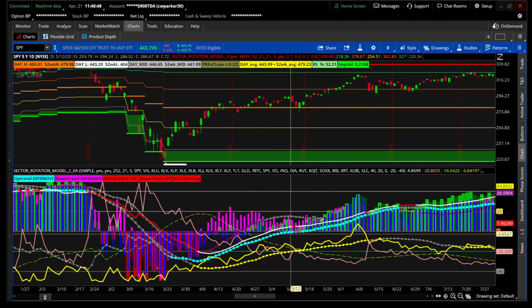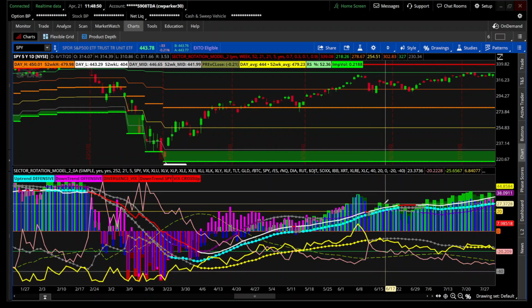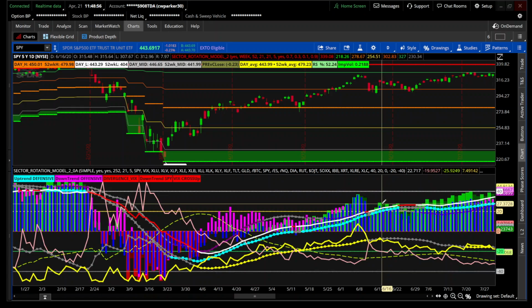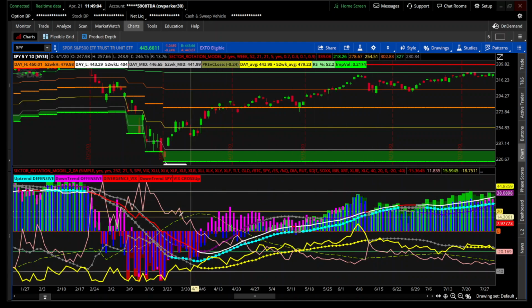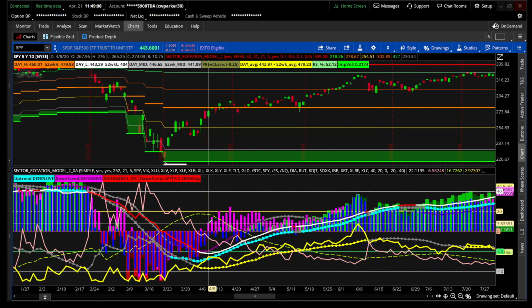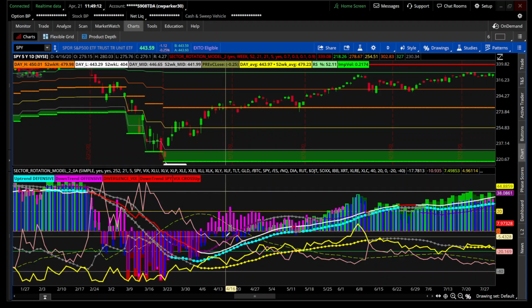So the green in the background, this green and dark green, is the S&P 500, whether it's above 50 or below 50. When I say 50, I'm talking about the midpoint between the 52-week high and 52-week low. And the purple or magenta is the defensive sector. The blue is the offensive sector.